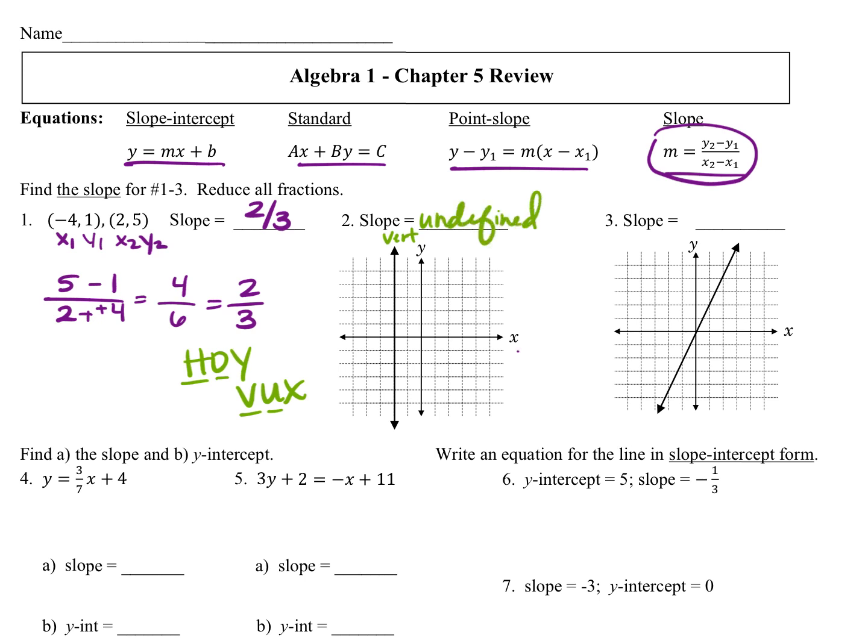This one, if I just drew another one here, that's a horizontal line, right? This is a horizontal line. If you think about looking out on the horizon, that goes this direction. So for a horizontal line, your slope is 0. Okay.